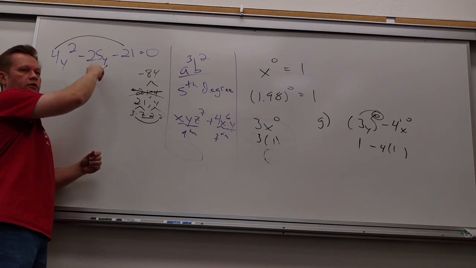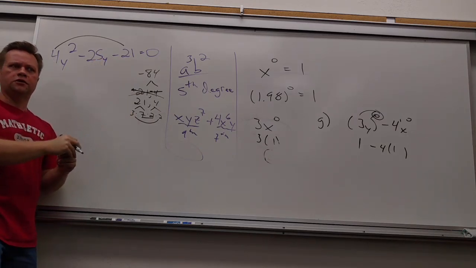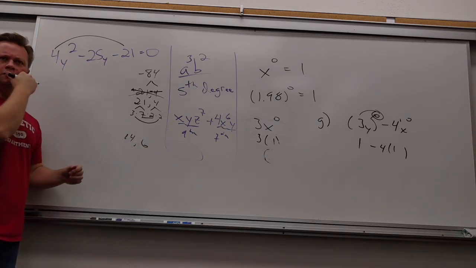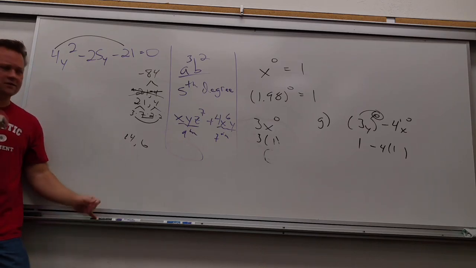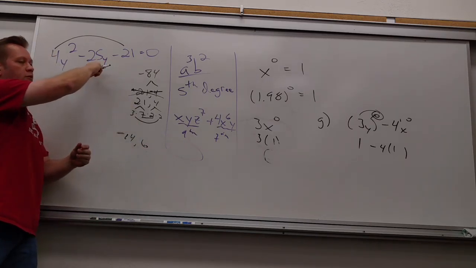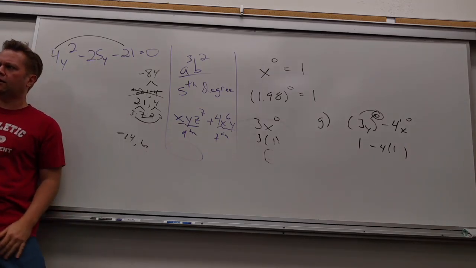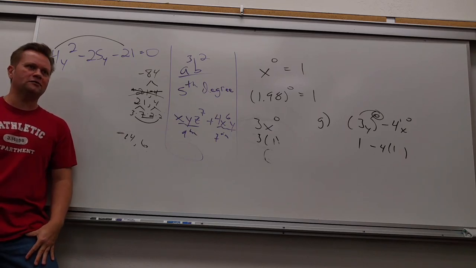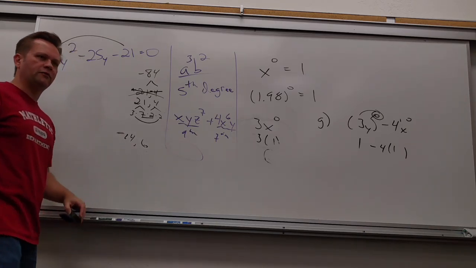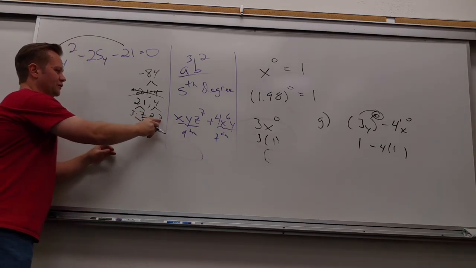Can 14 and 6 make 25? No, 14 and 6 makes 20. Some of you guys are still telling me yes. No, 20. And one of them's got to be negative, but even if they were the same sign, it would be 20. Is that what I need? No. You guys are optimistic. You guys are funny. Now watch.